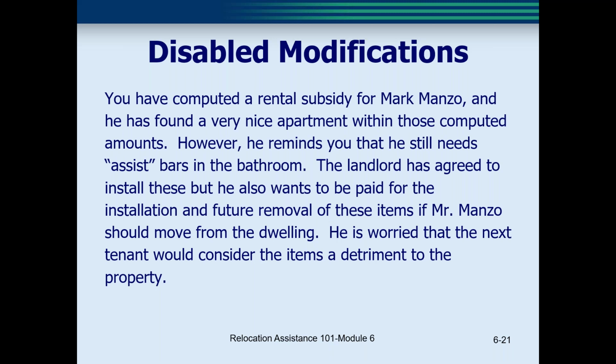So, here's the suggested answer. The agency can directly pay for the cost of the installation of the assist bars in the bathroom under last resort housing, since Mr. Manzo requires this modification to make the replacement dwelling barrier free. The agency should obtain an estimate of the cost of installing and then at some point later removing the bars and paying this amount to the landlord in advance. In this situation, a lease addendum should be prepared that shows that the landlord was previously paid for this work.